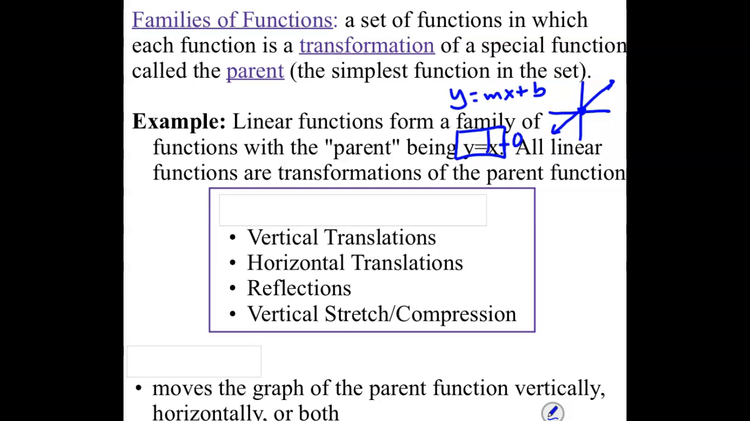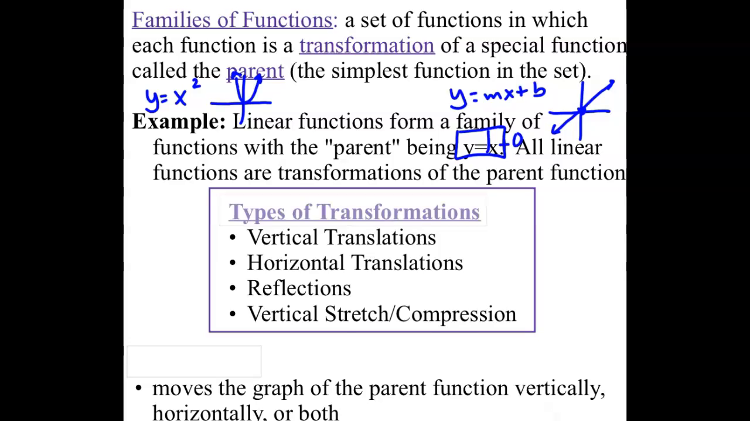Same thing if I said our parent is y equals x squared. That is a parabola. Vertex at the origin, right? We can write all parabolas as some kind of transformation of that parent. And if we know what the parent function looks like, we can easily shift it to the new position for the new function. So we're going to spend 2 days talking about different kinds of transformations that we can do.